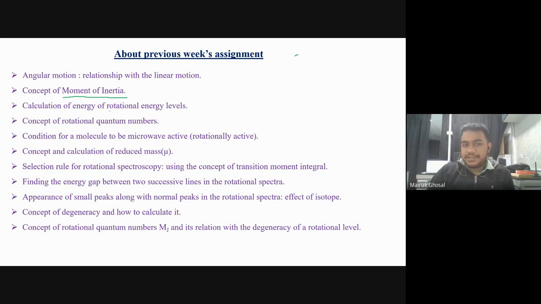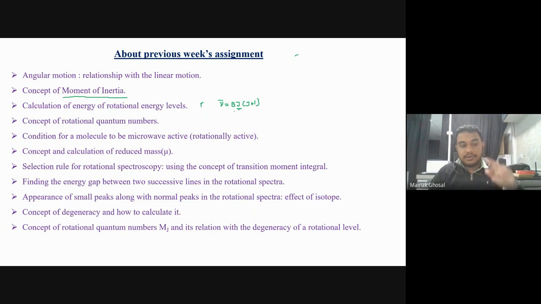And then there was calculation of energy for rotational energy levels. The energy was given just in terms of nu bar. I can write it as nu bar, which can be defined as B into J into J plus 1. It was discussed that the nu bar, the energy of any rotational level, can be defined in this way, that is, nu bar equals BJ into J plus 1. Then the concept of rotational quantum numbers was introduced, which is written here as J.